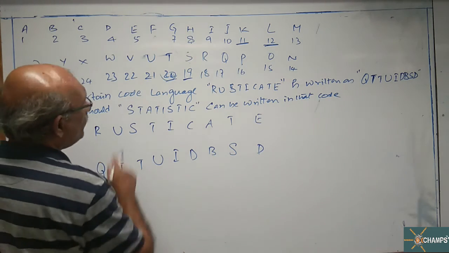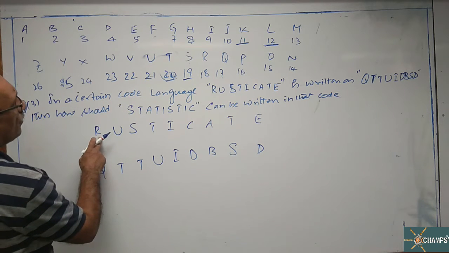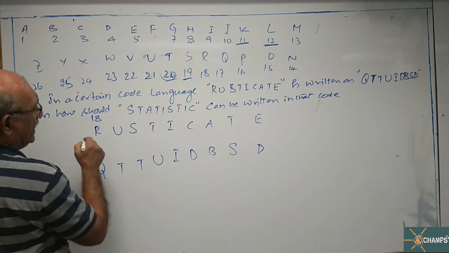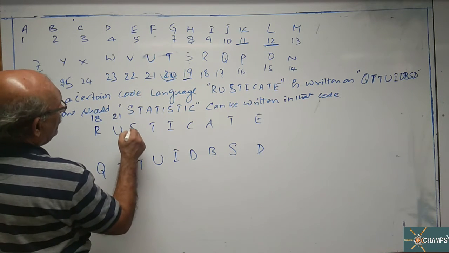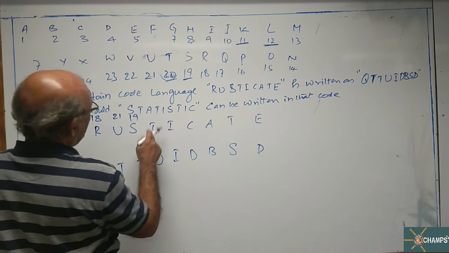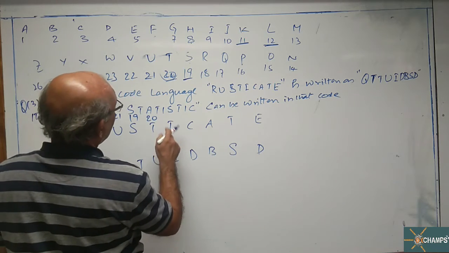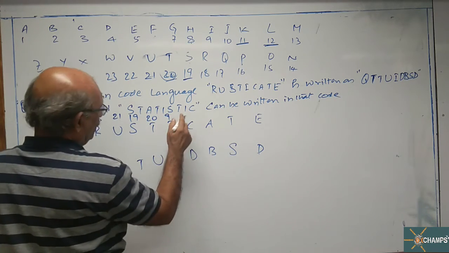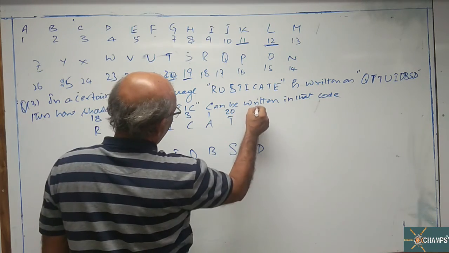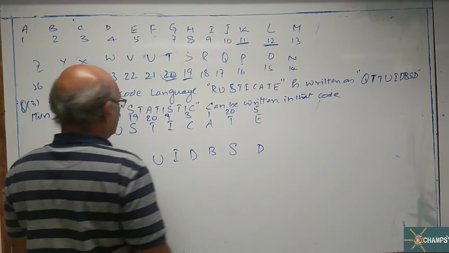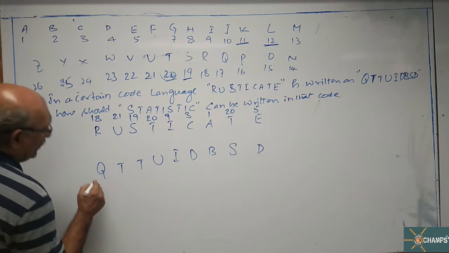Now, sir, write the numericals for this. R, what is the number assigned for this? 18. U is equal to 21. S is equal to 19. T is equal to 20. I is equal to 9. C is equal to 3. A is 1. T is equal to 20. E is equal to 5. Here Q is equal to 17.